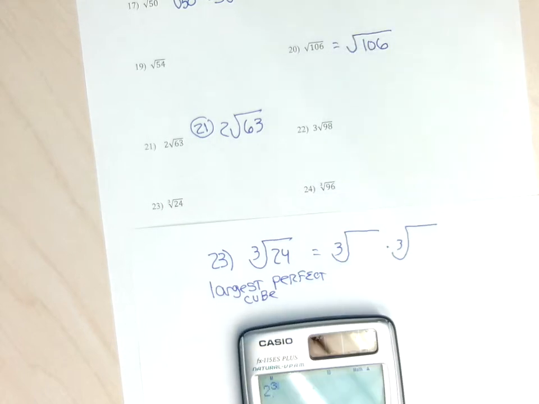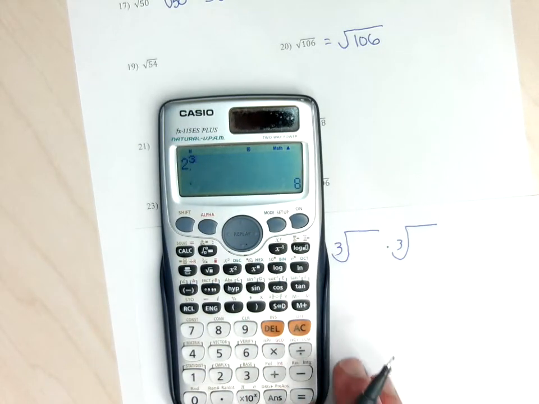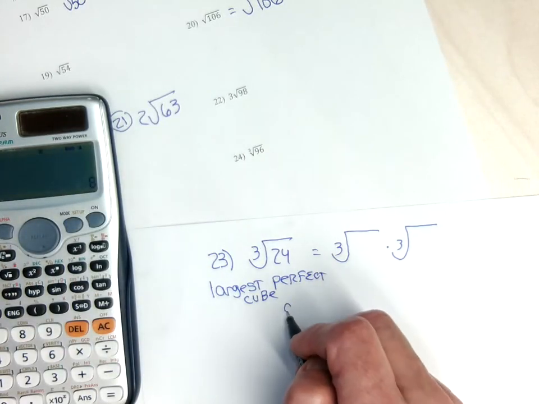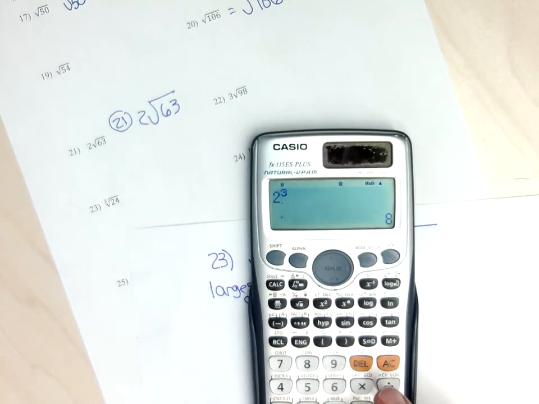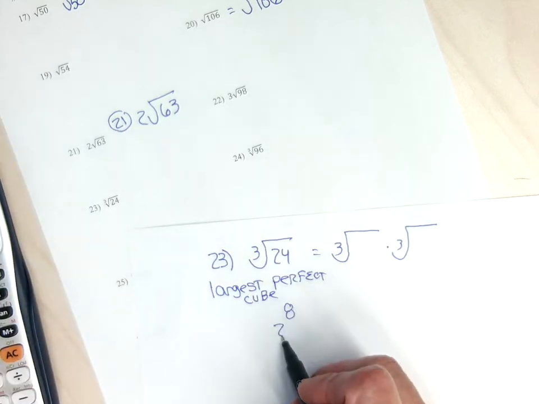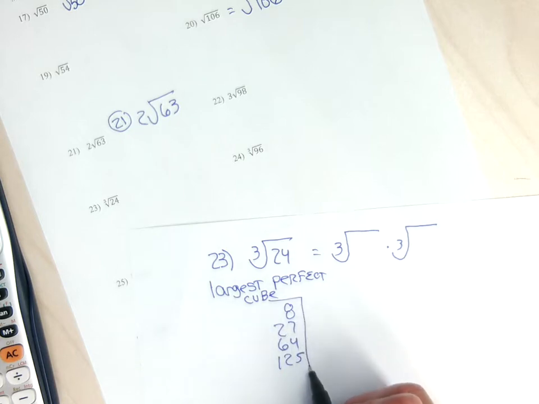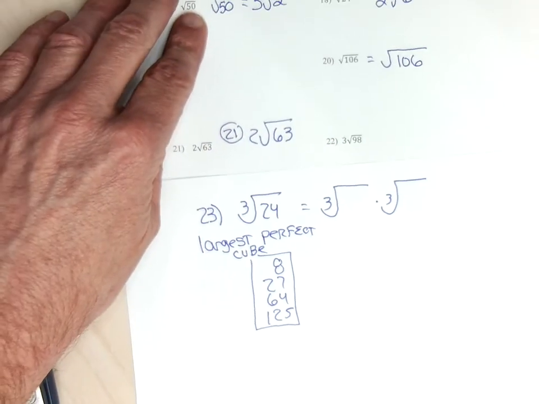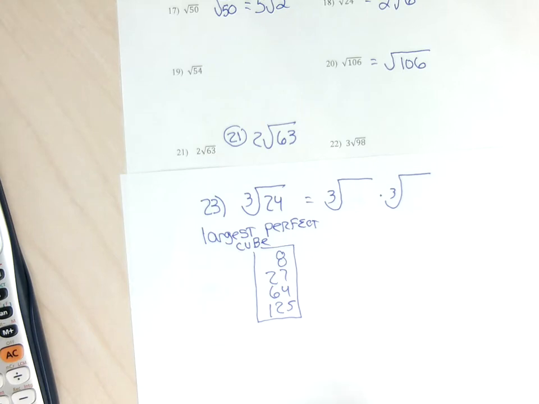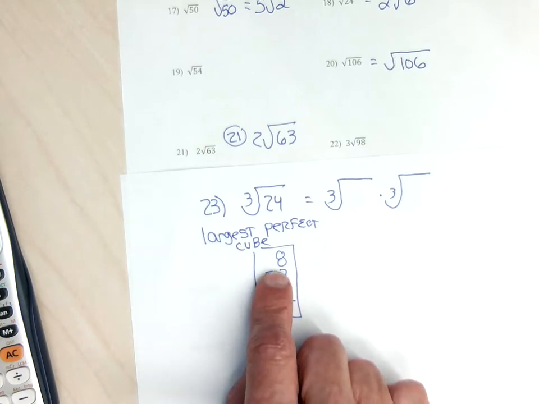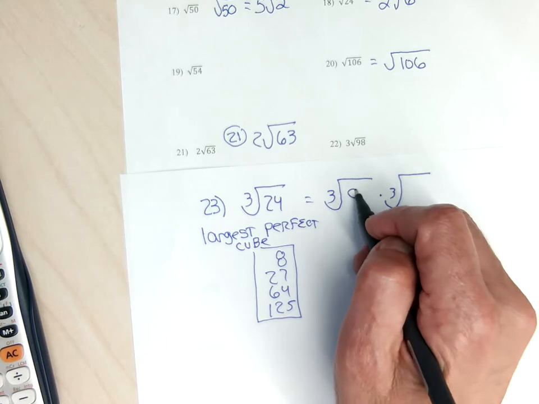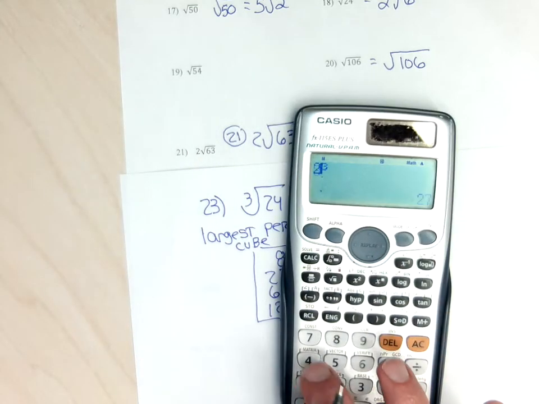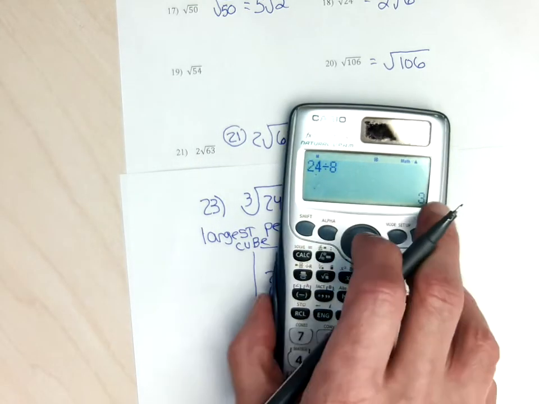2 cubed is 8. That's a perfect cube. 3 cubed is 27. 4 cubed is 64. 5 cubed is 125. If I could find the biggest number in this list that divides evenly into 24, I can break this into 2 pieces. The biggest perfect cube in this list that divides evenly into 24 is 8, because 24 divided by 8 is 3, or 8 times 3 is 24.